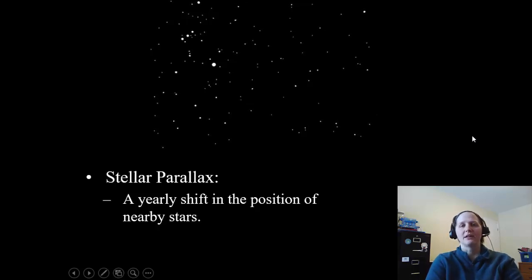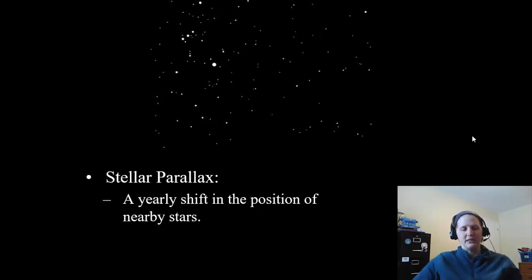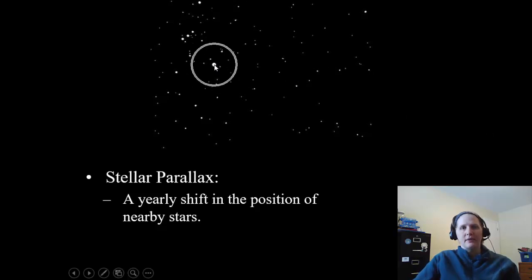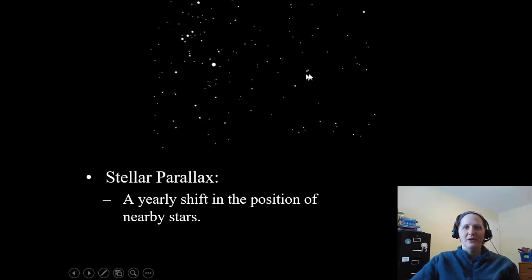All right. Stellar parallax. This is going to be the stars appearing to shift because we're moving. This animation that you're seeing right now is completely fake, completely computer generated, and it's completely exaggerated compared to what you would see in the night sky. So take a look at this star right here. It's barely moving, right? It's barely shifting. What about this one? Moving quite a lot.